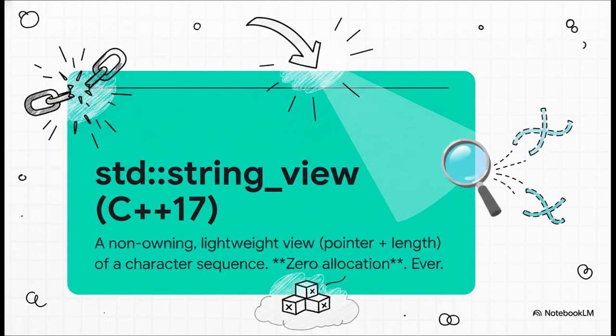It's a super lightweight, non-owning object. It's really just a pointer and a length. That's it. You can create one from a C-style string, a std::string, a literal, anything with zero allocations. It's the perfect tool for any function parameter that just needs to look at a string without owning it.